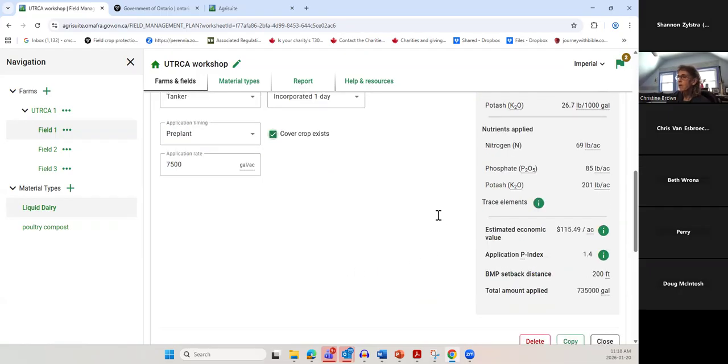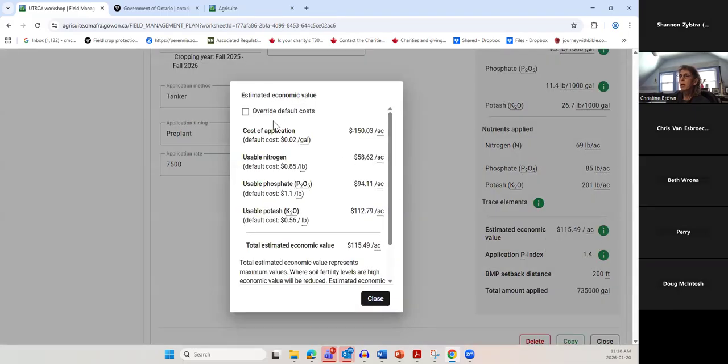Any questions so far? Oh, and then economics. I wanted to talk about the economics a bit. It basically uses a 2 cent per gallon cost for application. And then the usable nitrogen is given at 85 cent per pound equivalent. Basically, this is the NPK from fertilizer if I was purchasing it. So for phosphorus, $1.10 per pound, potash, 56 cents per pound of actual phosphorus and potash. So this gives us an idea of the value.